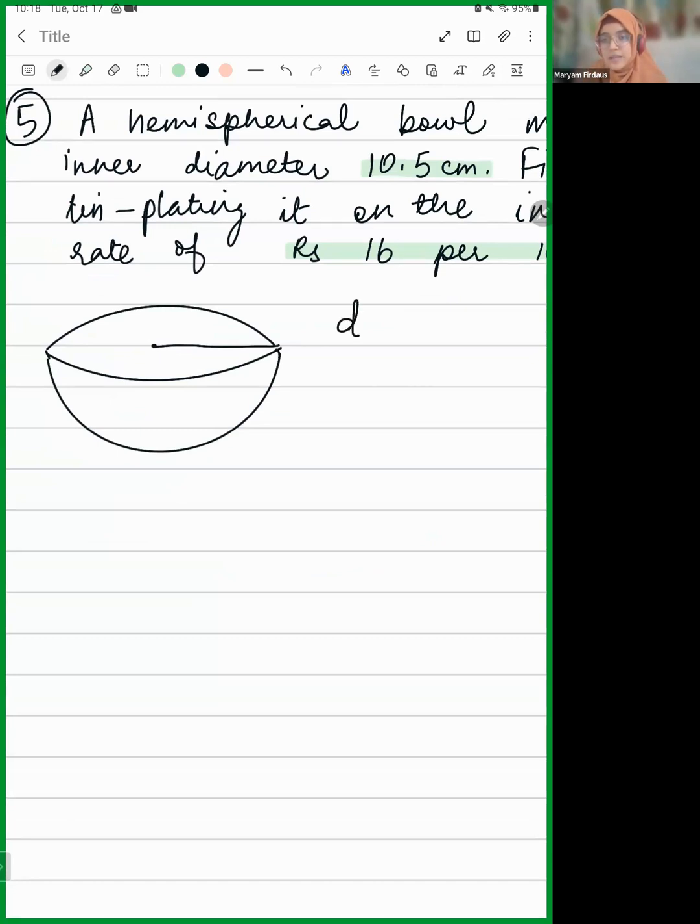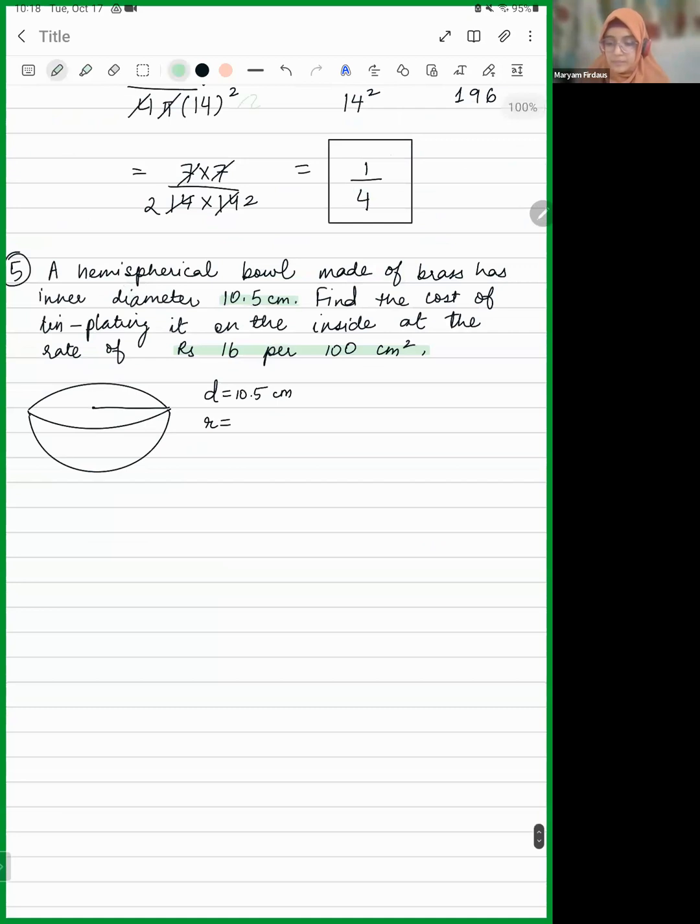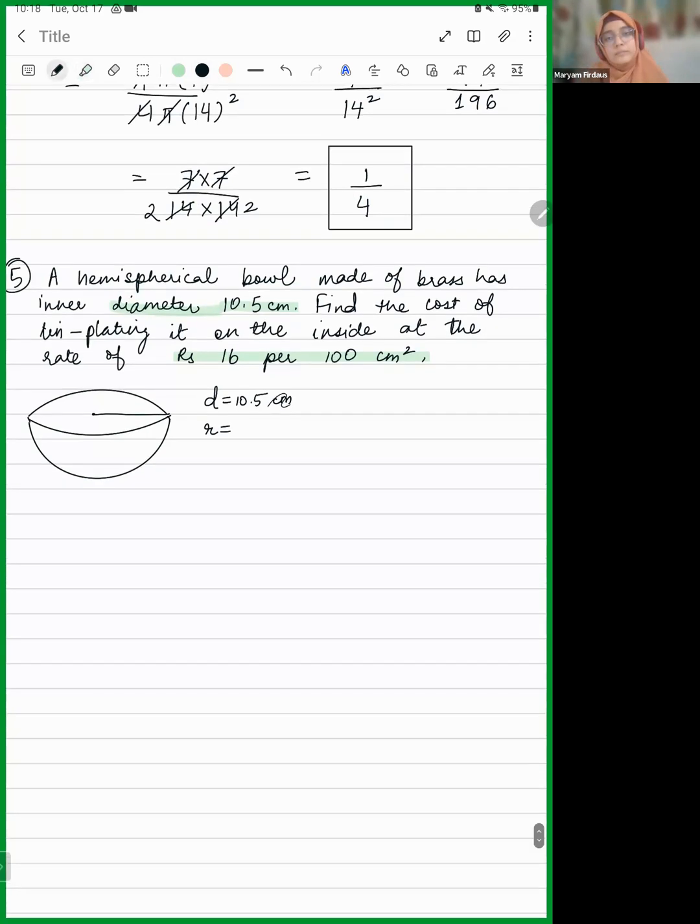So diameter is 10.5 centimeters. What will the radius be? Abdul Jabbar, what will the radius be? 5. 5 point something, right? 5.25. Yeah. 5.25 centimeters. If you want, you can even calculate that and check.